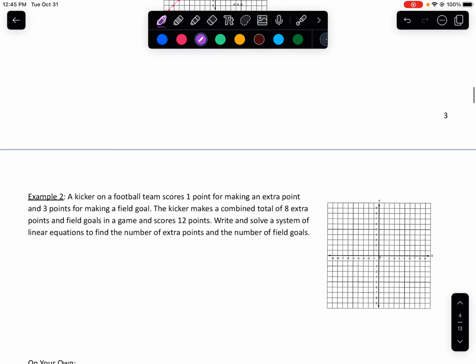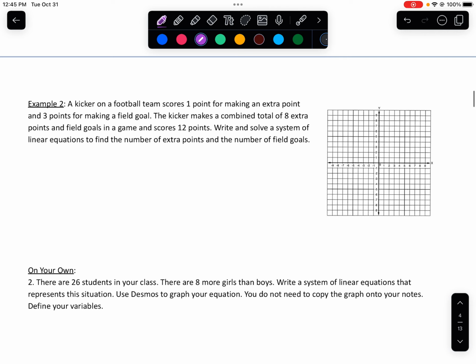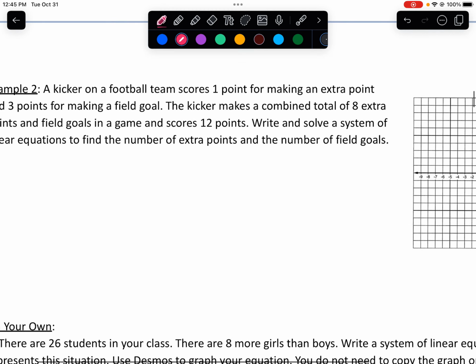All right, flip it over to the back and let's get started with a word problem right here. A kicker on a football team scores 1 point for making an extra point and 3 points for making a field goal. The kicker makes a combined total of 8 extra points and field goals in the same game and scores 12 points. Write and solve a system of linear equations to find the number of extra points and the number of field goals. Step 1, always define your variable.